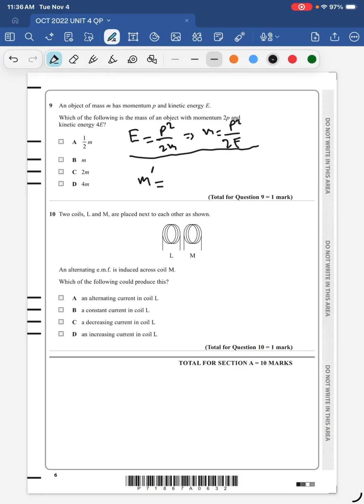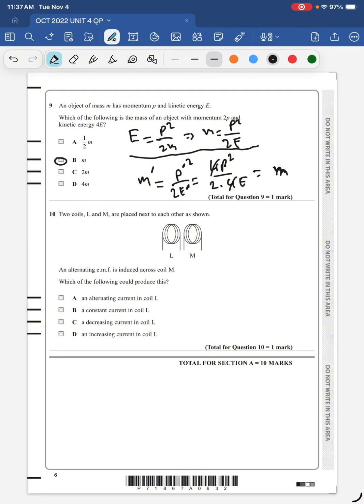Okay, m prime will be p prime over 2e prime. Okay, and we are told that p prime is 2p, so we have 4p squared, and in the denominator we have a kinetic energy of 4e, so we're going to have 2 times 4e, so the 4 with the 4 cancels, so we are left with what we started with, so m prime should be m, so the answer is actually B. I hope this makes sense. It's a little bit confusing the way it's stated, but I hope my solution makes sense.